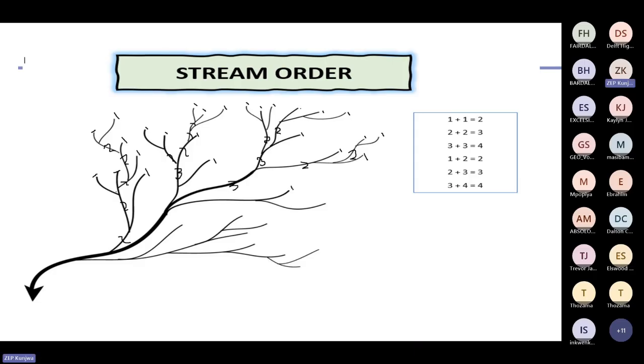Then you have 1 and you have 1. Then you've got order number 2. And then you have 1 there, 1. They give you 2. Then you've got 1. And then 2 we carry on.